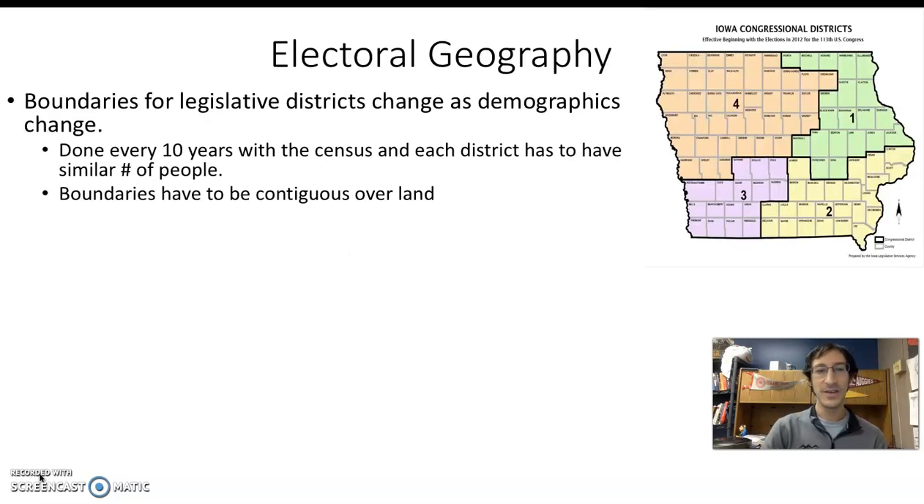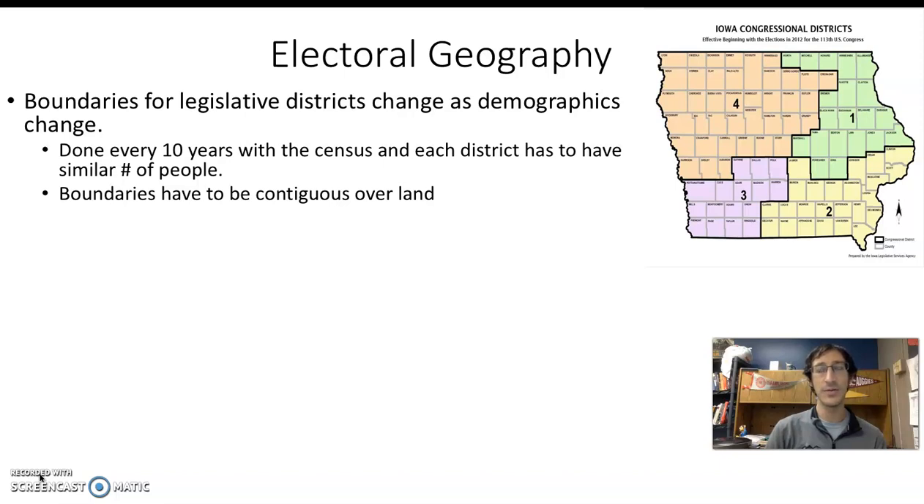So let's get started. To understand electoral geography in the United States and why this matters, okay? In the United States, we have legislative districts and boundaries that change every 10 years due to the census, which, this being 2021, the census is going to come out, and then we'll use it in 2022 to determine not only national stuff, but also local districts as well. All right, it's done every 10 years with the census, so each district has to have a similar number of people.